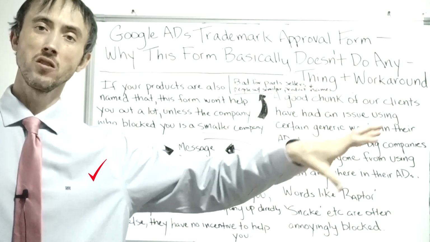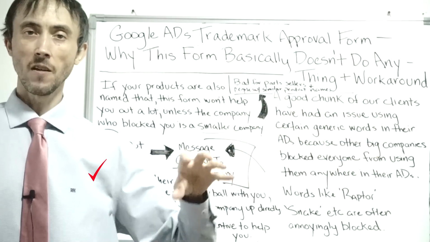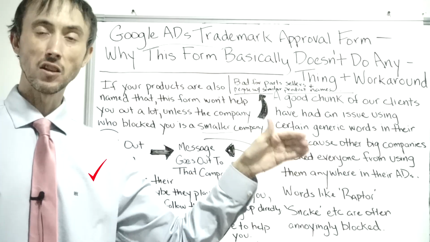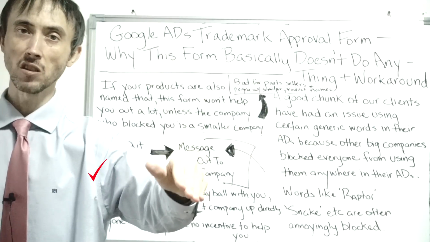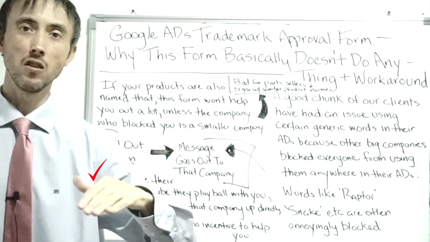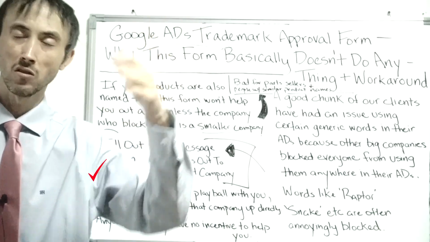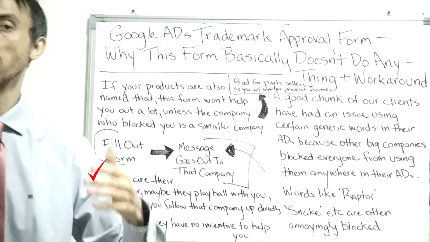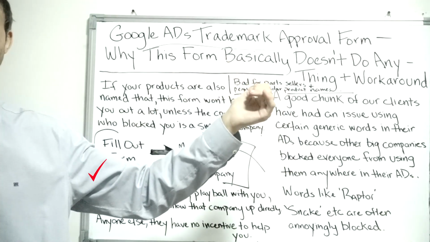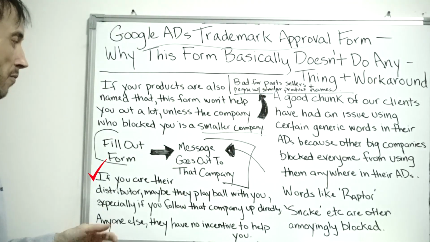And that's the one-two combination that's going to get you the ability to use that keyword that's been trademarked and blocked through the system by the parent company whose products or services you're selling as the distributor, to release that trademark so you can use that trademark term in your ad again, right?